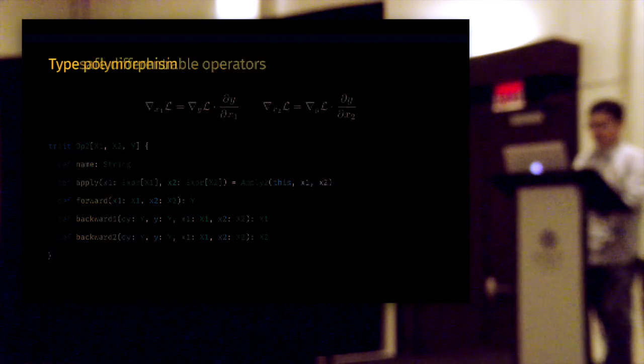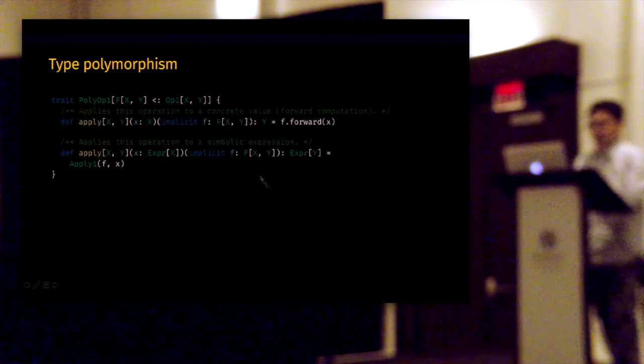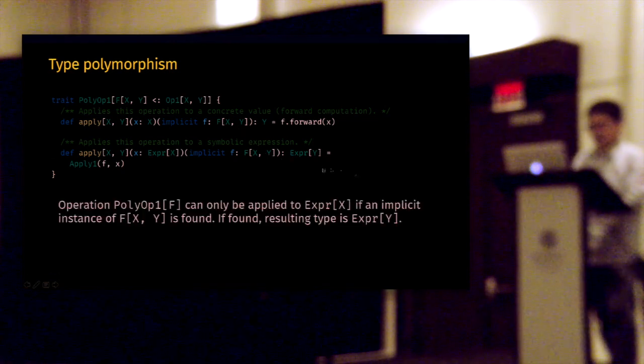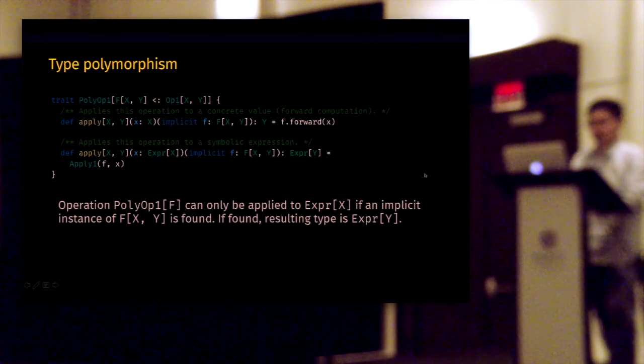To enable type polymorphism, we encode something called PolyOp. It's a polymorphic operator that has an F in there. F is a higher-kinded type that is a subtype of Op. Op is the grounded operation, and PolyOp is the type polymorphic thing. To apply it on any expression of x, we require an actual operator to be found; the f is implicit here. So PolyOp1 with f can only be applied to an expression of x if an implicit instance of F x y is found. If found, the resultant type is an expression of y. If not found, it doesn't compile.